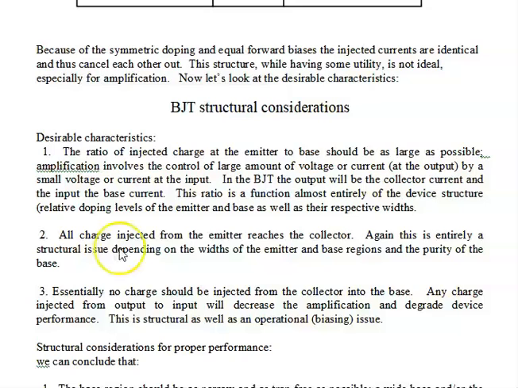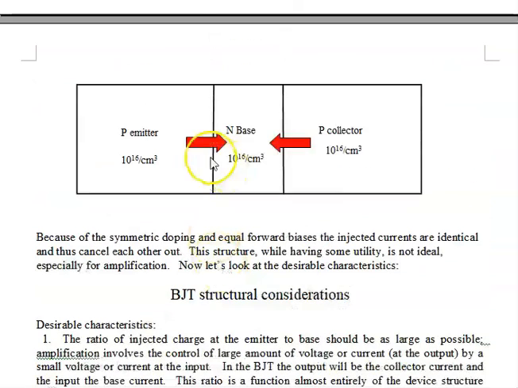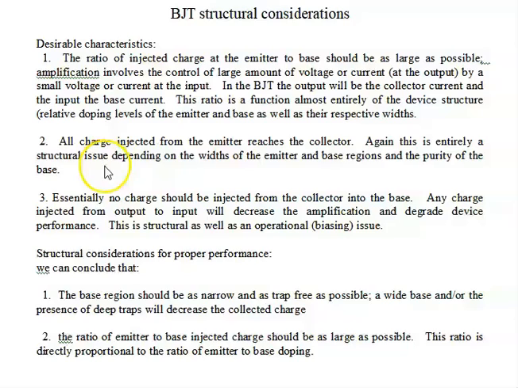Second, all charge injected from the emitter we would like to reach the collector. This is a structural issue. This depends on two things. How wide we make the base. We want to make it as narrow as possible, and we want to make it as pure as possible so that no charge which enters the base recombines before it reaches the collector, and that's a big deal. Today, essentially, all of the charge that enters the base reaches the collector. So generally we don't have to worry about this today if we make a good device.